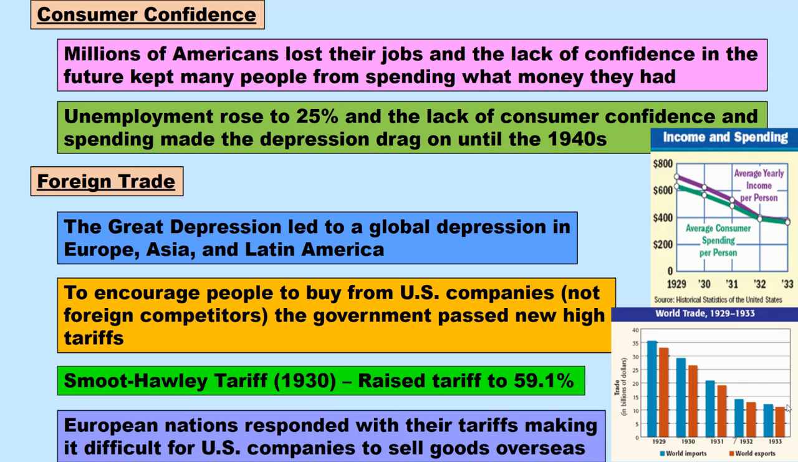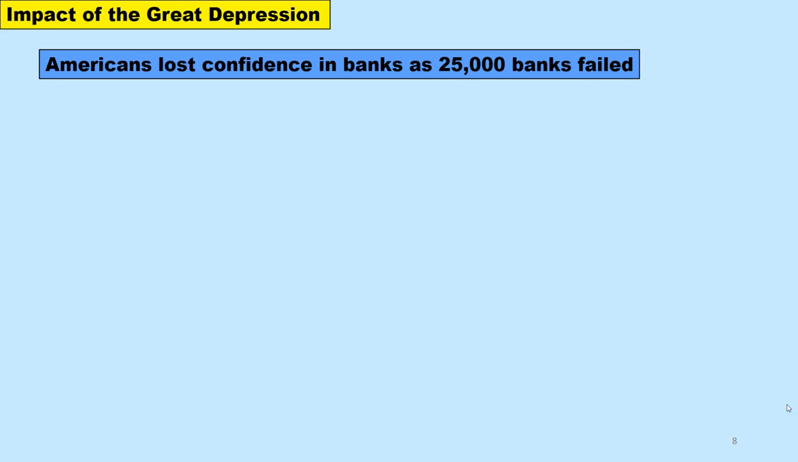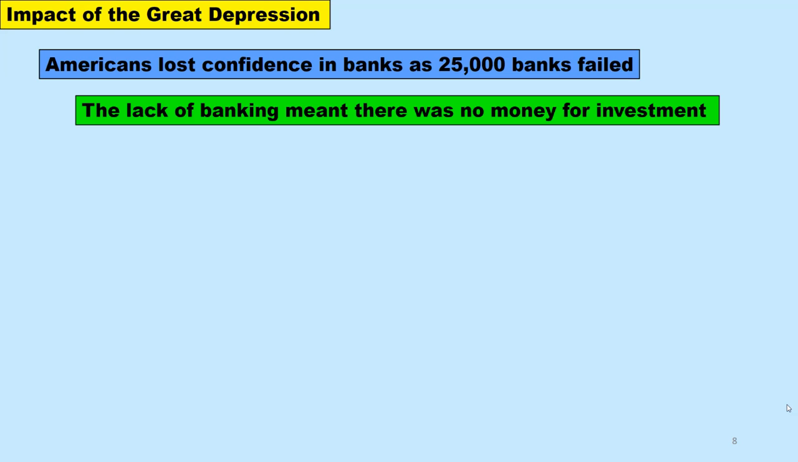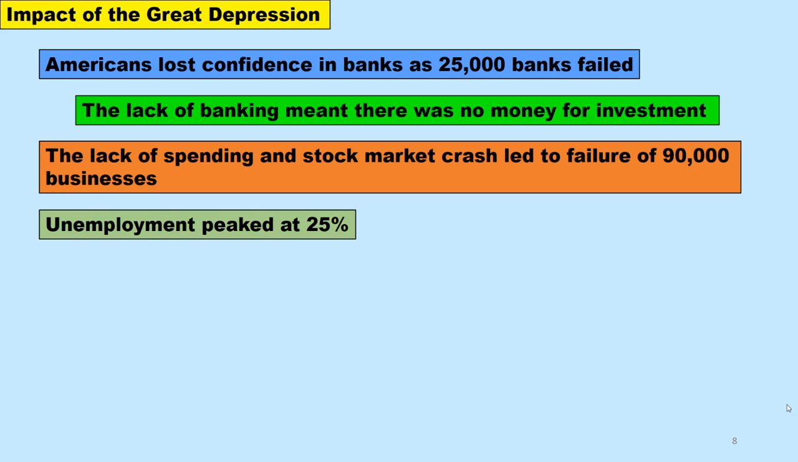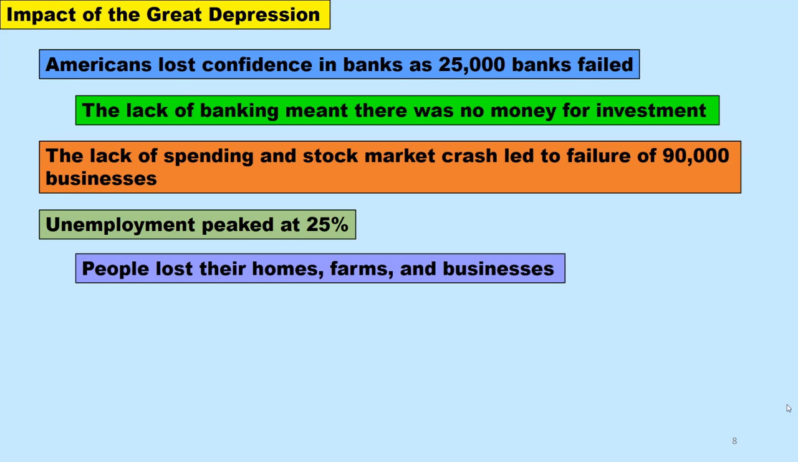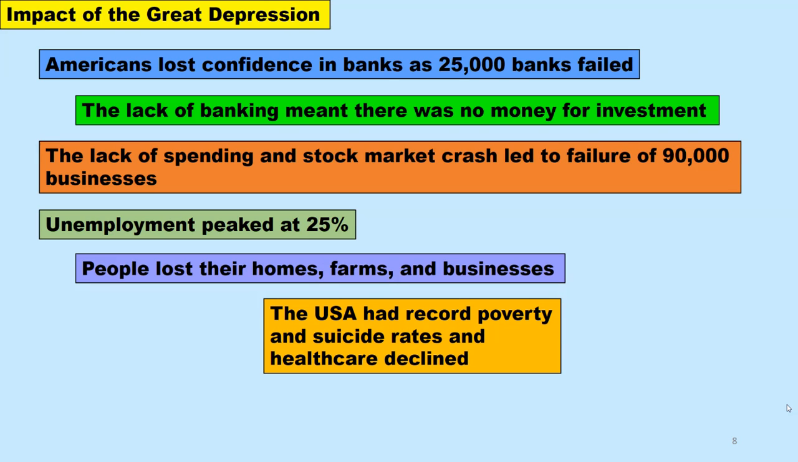Okay? All right. So the impact of the Great Depression, very quickly, let's run through these things. We lose confidence in banks. 25,000 banks are going to fail. The lack of banking means that there's no money for investment, no money for businesses. So 90,000 businesses are going to close, which means that unemployment is going to go up and peak at 25% of American unemployment. People lose their homes, they're going to lose their farms, they're going to lose their businesses, they're going to lose everything.